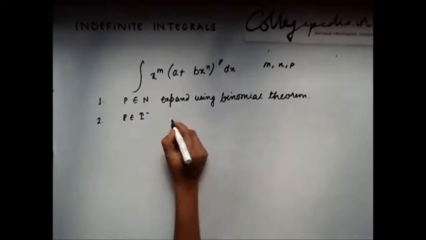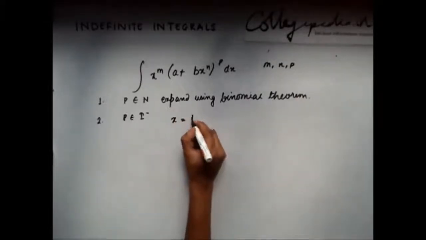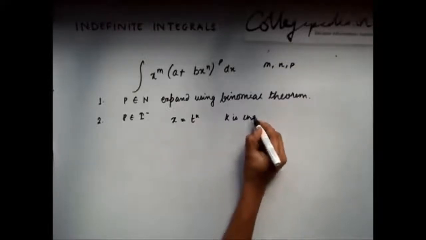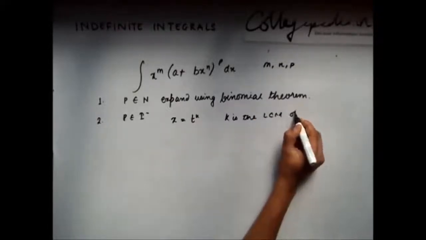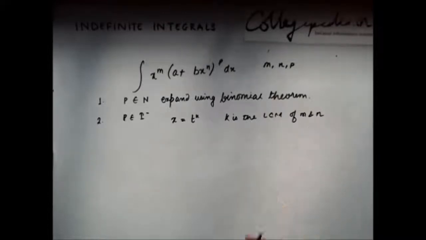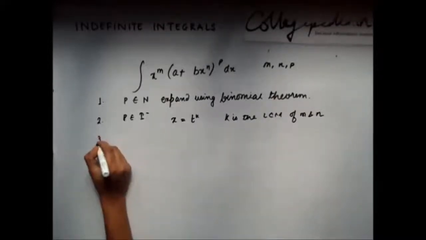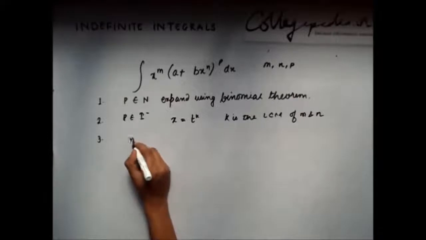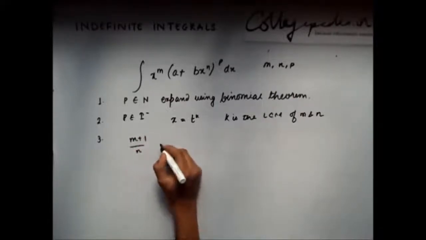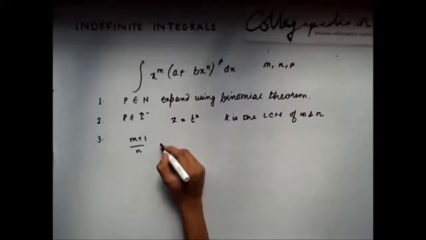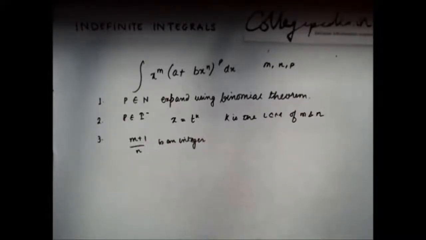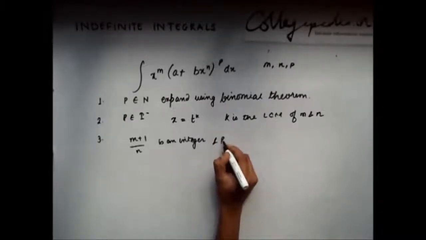The second case is when p belongs to the negative integers. In that case, we write x as t to the power k, where k is the LCM of m and n. The third case is when (m plus 1) by n is an integer and p is a fraction.